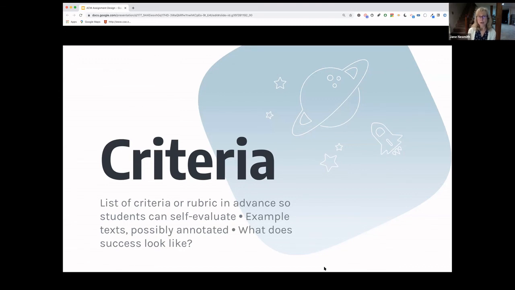You might share example texts. You might even annotate them, like say, hey, look at the way this thesis defines the scope and approach of this article's point of view. This is what you need to do in your own writing. Or you might just list the elements that you're going to look for in the assignment and let students know what you're going to look for.